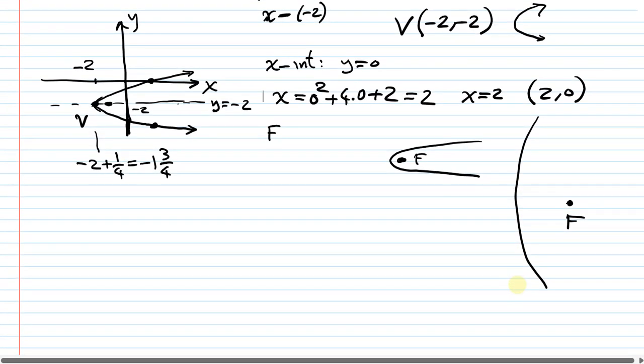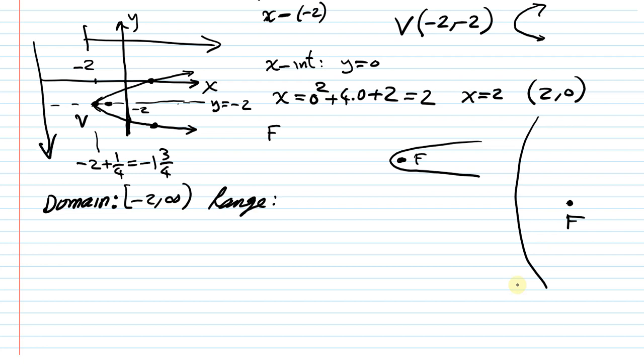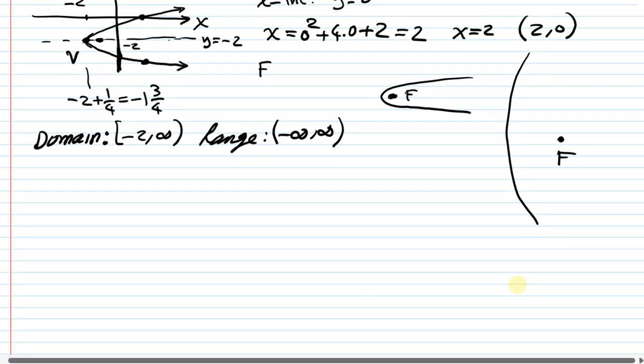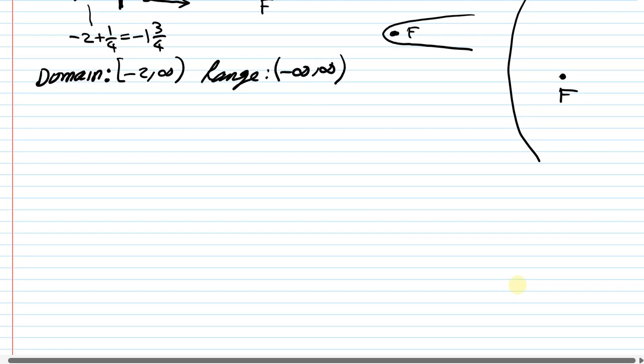Now the last things, domain and range of this one. Again, from the graph, domain is going to be from -2 to infinity, and the range is going to be right here, -infinity to infinity. All horizontal parabolas have the same range, by the way. They're all -infinity to infinity, but domain could change. All vertical parabolas have domain -infinity to infinity. All right, perfect. So we got this one down.